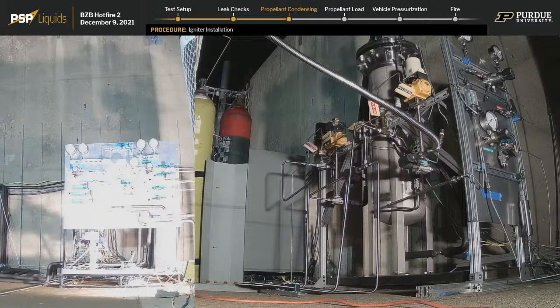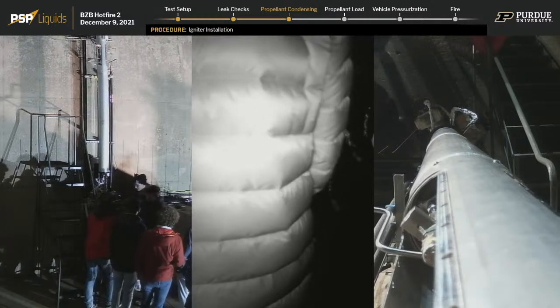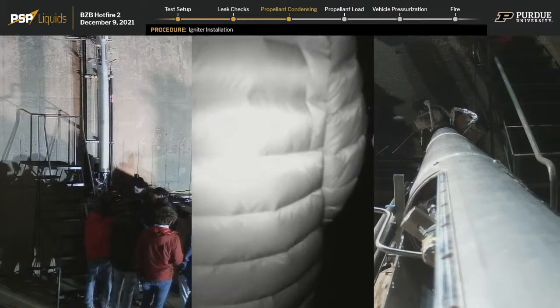Yeah, so unfortunately those are the critical softwares we use. They're great sponsors to us, and we really couldn't live without them. Copy. Go ahead and install the igniter stick in the test article. The igniter stick is installed in the test article. Copy. Go ahead and install the igniter leads into the igniter Wago.